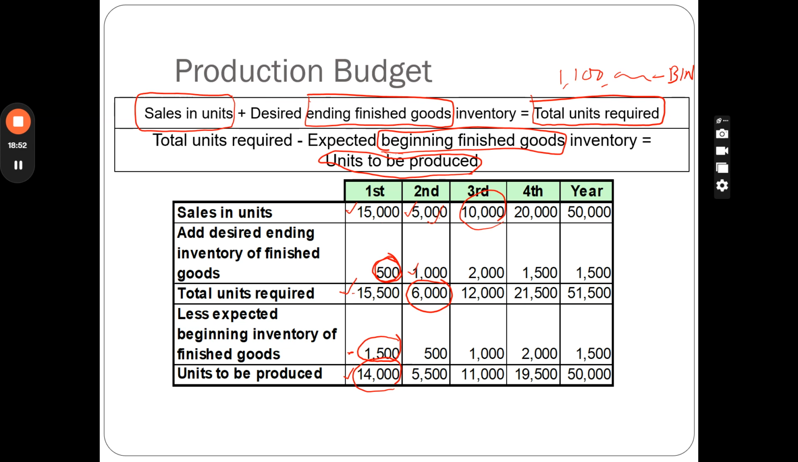So how many units were there in the beginning? That is, what was the finished goods for the last quarter? That is going to be your opening, right? So that we will minus, then we have to produce 5,500 for the second quarter. So this will repeat for third and fourth quarters also. Then you will know finally what will be my production in terms of units. So 50,000 units we need to produce.